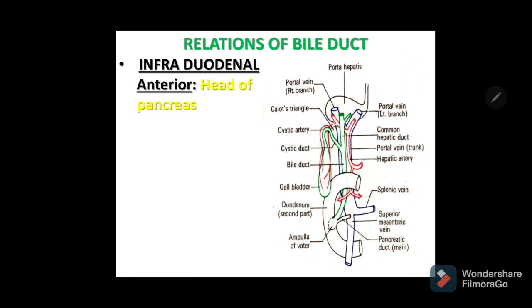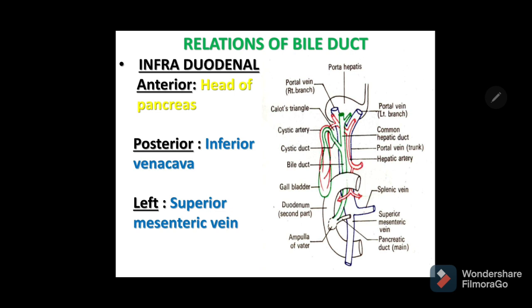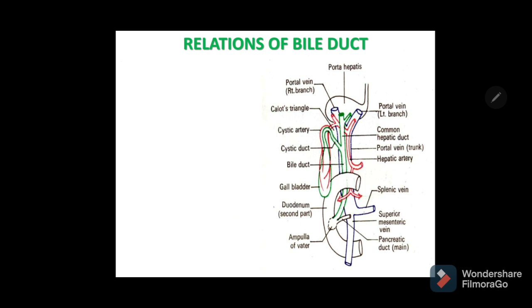And coming to the infraduodenal part, anteriorly the head of the pancreas, you will notice the head of the pancreas here, that is the anterior relation. And you can see posteriorly the inferior vena cava, and to the left side the superior mesenteric vein, and to the right side you can say it is the second part of the duodenum. So these are the relations of the infraduodenal part.